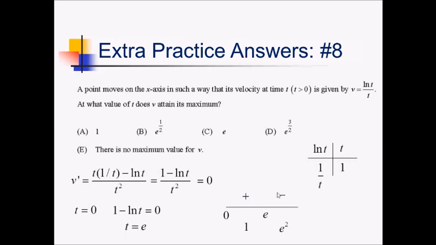So taking a look at my sign analysis, my function doesn't exist prior to 0. And from 0 to e, we're increasing the whole time. And then we switch to a negative slope once we get to e. So that means since we're switching from positive to negative at e, I must have a maximum value at e, so choice C.